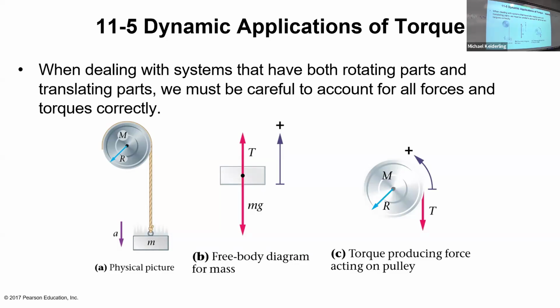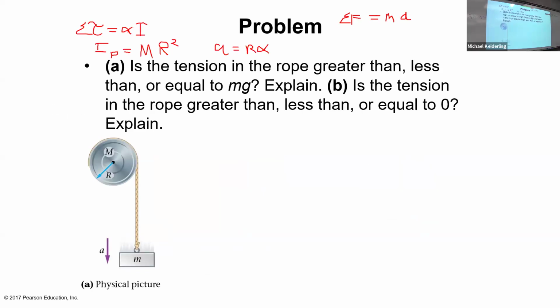So here, for this falling mass, there is an mg pulling it down and a tension pulling it up, and for the pulley, there is a torque causing it to rotate and some moment of inertia resisting that rotation. So in this situation, is the tension in this rope greater than, less than, or equal to mg, and is the tension in the rope greater than, less than, or equal to 0?